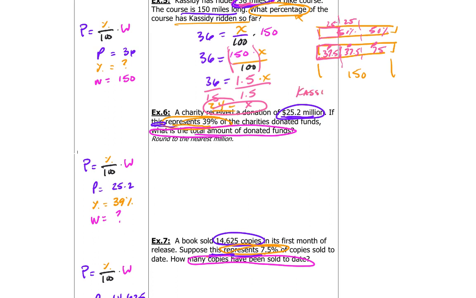Cassidy has ridden 24% of the rides so far, or of the course so far. That's my answer. But the bar model can help you think about, do you have the right answer?